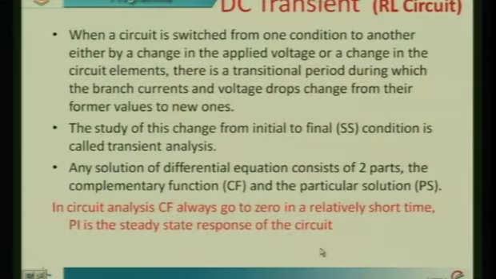The next part we need to go through is the DC transient RL circuit. The simplest form is the first, an RL circuit. Normally we start with RL or an RC, whatever. What do we mean by DC transients?